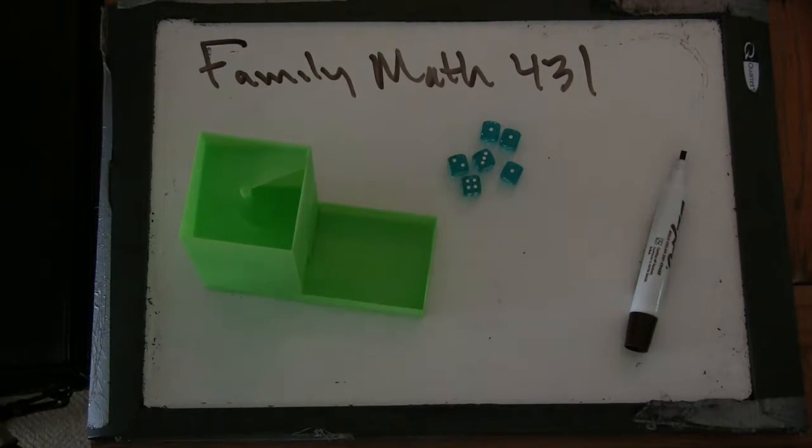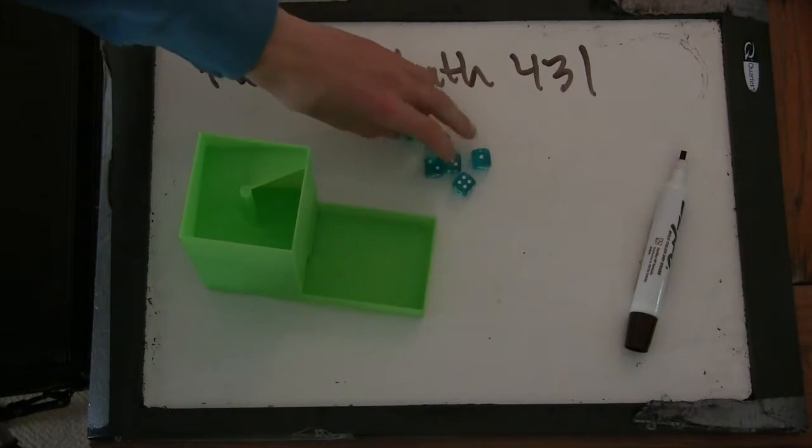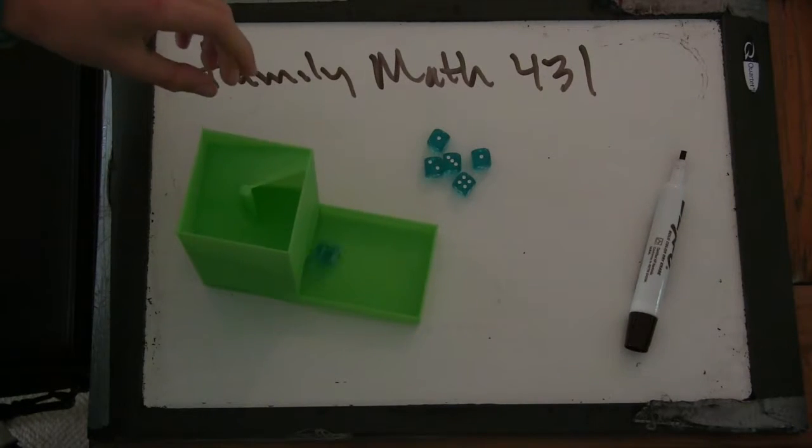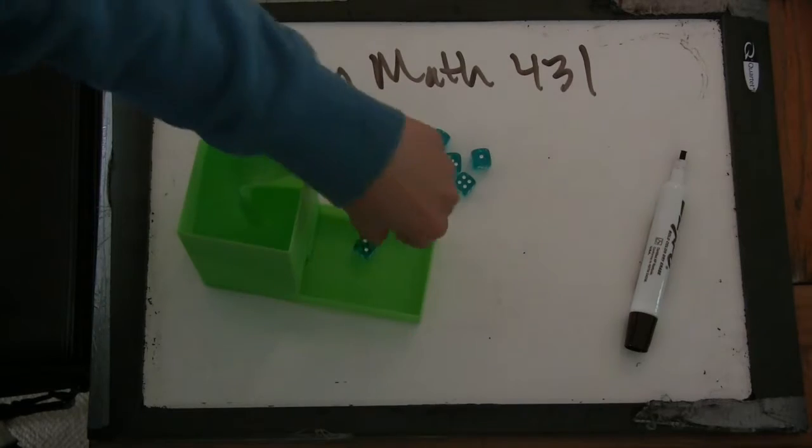A week or 2 weeks ago, we printed this fun dice roller from Thingiverse. Do you want to show how it works? So, you take a die and roll it down. There's a spiral inside, and it comes out over here. And it rolls the dice.